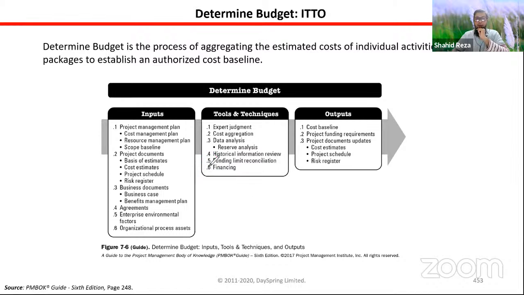So number 5, funding limit reconciliation. Reconciliation means what? Reconcile means to match and check whether it is correct, to reconcile.